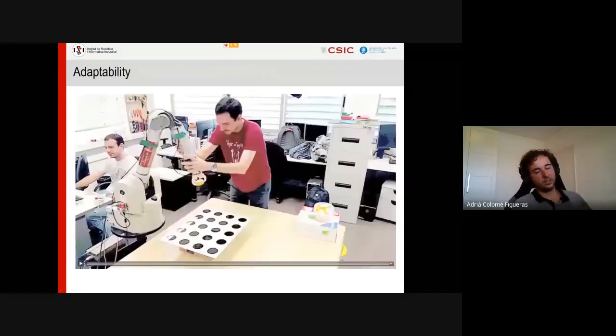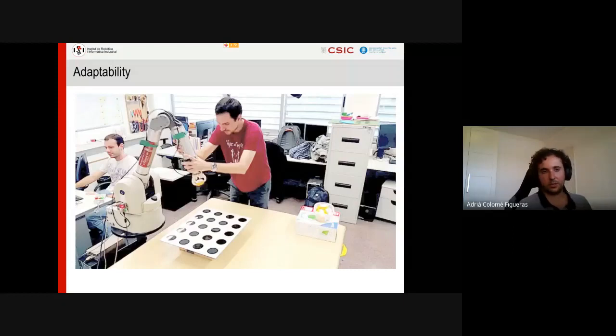So basically, there are different ways of reducing the dimensionality of the problem, but as I mentioned, there's many others. And so you can just look for dimensionality reduction and robotics. And you can see other approaches too. But now we'll talk about another very important topic, which is the adaptability of motion.